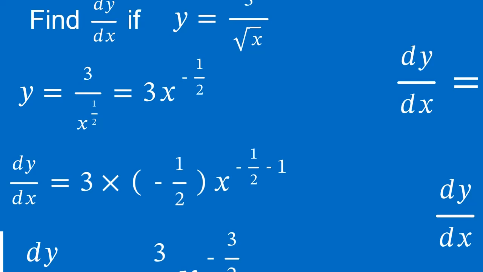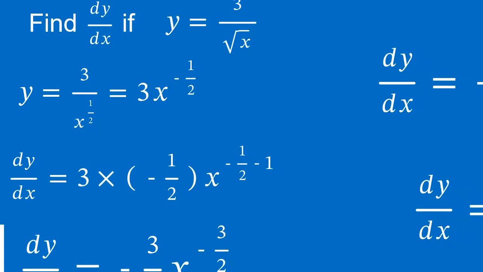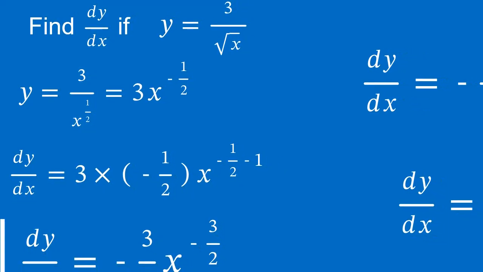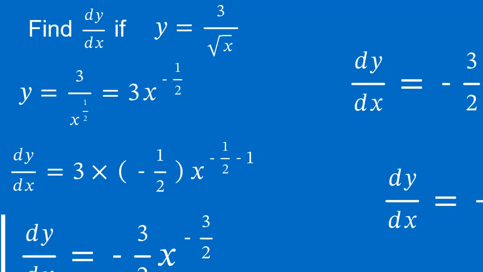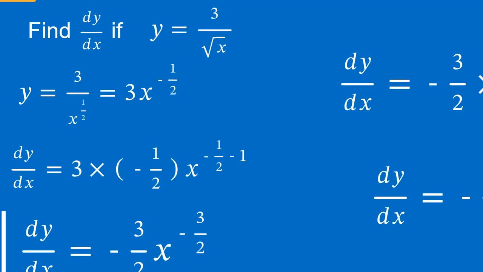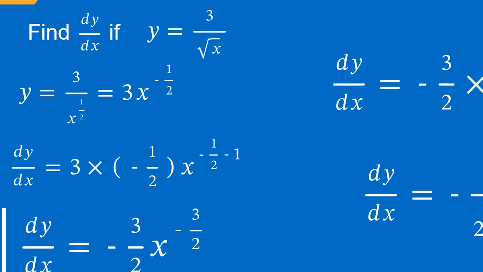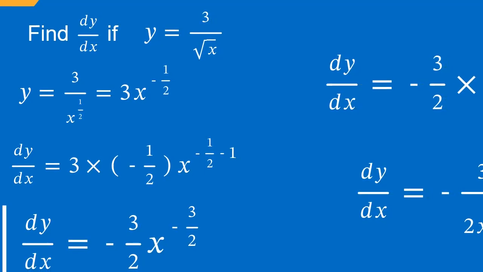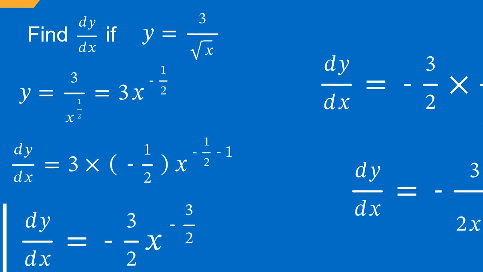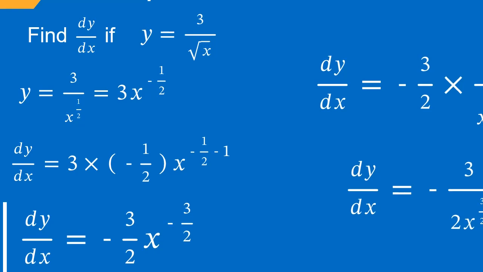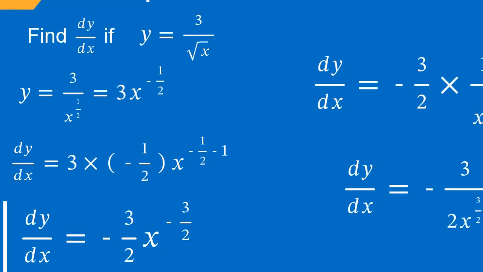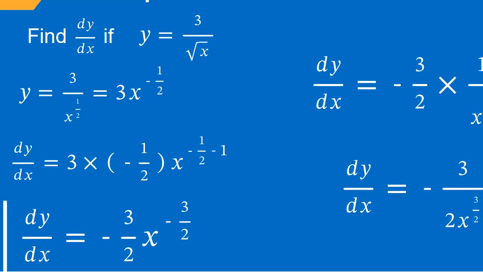So we now have 3 multiplying minus 1 over 2. Minus 1 over 2 is the power. So we have 3 multiplying minus 1 over 2, x raised to the power of minus 1 over 2 minus 1. We have brought down the power, and we are subtracting 1 from the power. If we do the arithmetic, 3 times minus 1 over 2, we have minus 3 over 2, and then we have x raised to the power of, when you do minus 1 over 2 minus 1, it's going to give you minus 3 over 2.